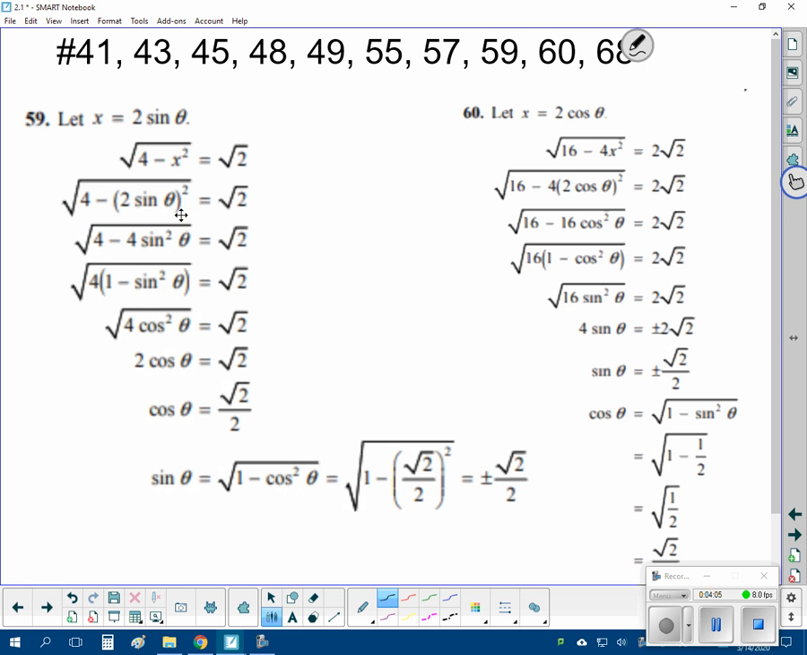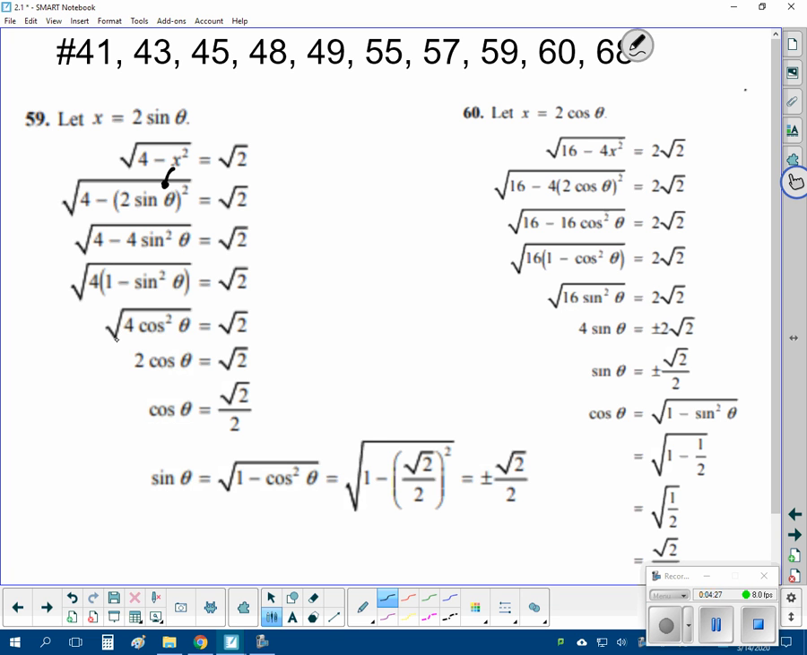59, you are plugging 2 sine of theta in right there. So there it is. This one was a full equation. That's fine. You're still going to distribute your square. You're going to factor out the 4. You're going to turn 1 minus sine squared into cosine squared. So all of that was the same. We were just bringing down the right side.